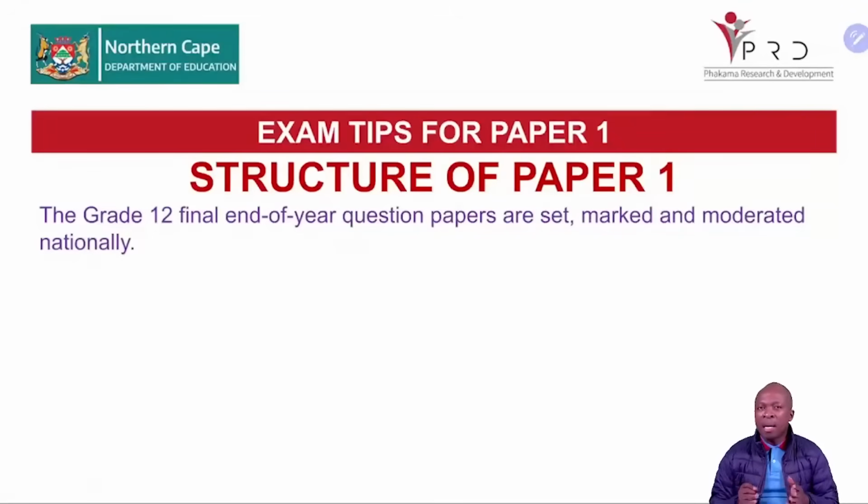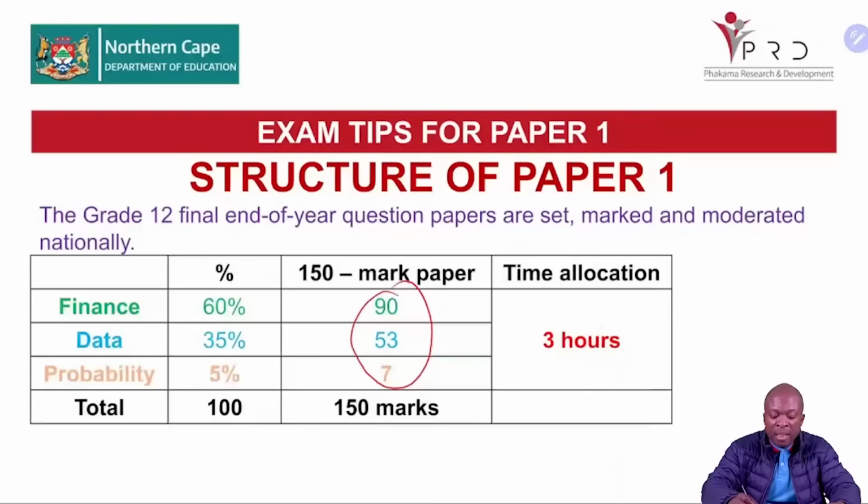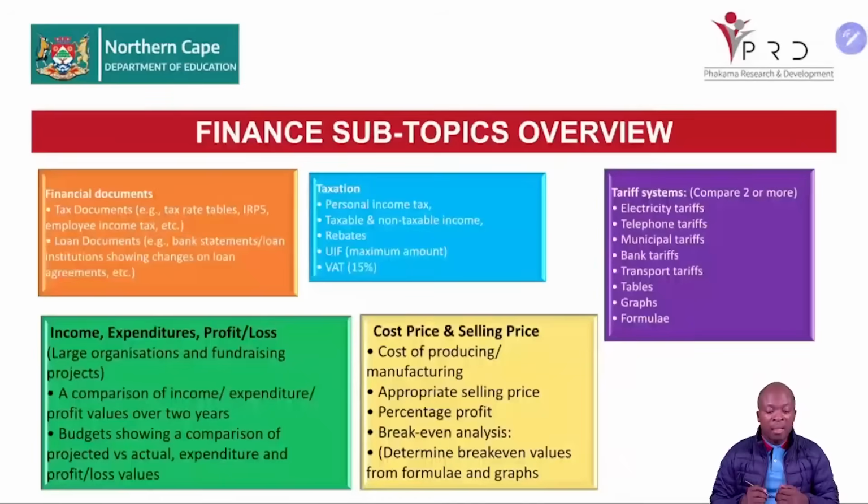Okay. By now, you have an idea, but if you don't, worry not, we are working together. Paper 1 is going to have 150 marks, and the marks are going to come from finance, data handling, and probability. Finance is going to contribute about 90 marks, because finance is broad and has a lot of subtopics. Then data handling is going to count for about 53 marks, and probability will count for about 7 marks. All of these, you are expected to write in a period of 3 hours. Meaning, I need you to get yourself ready so that you can score as many marks as possible. So let's start.